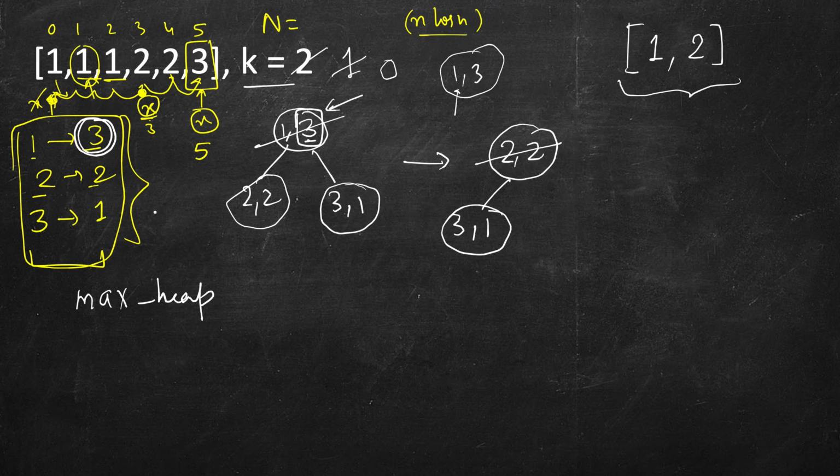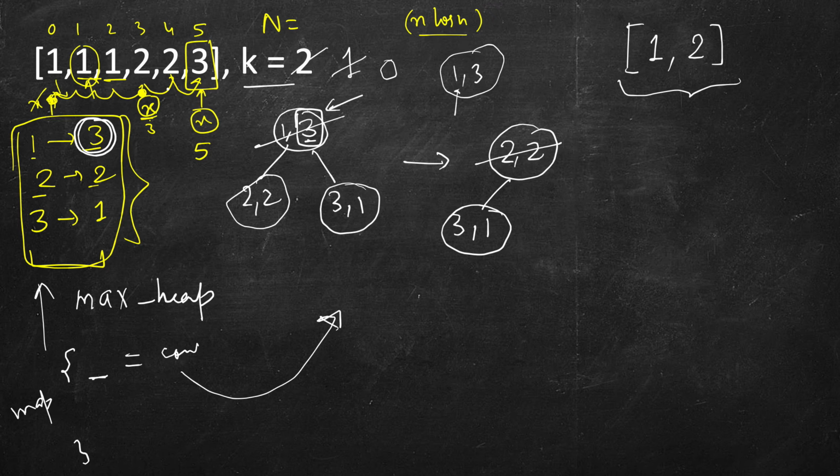So if we use an unordered map to find the count, we will take extra space. In the worst case, we may have unique elements. So in that case, we may have a map of size n, where the first key will be the element and the value will be the count of that element. So that is extra space. And from this map, we will be putting elements into a queue.